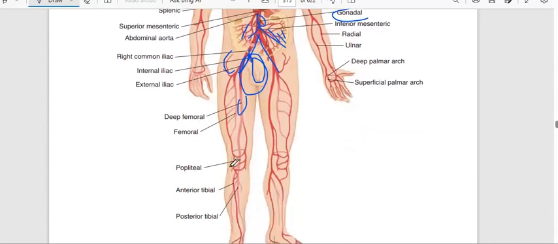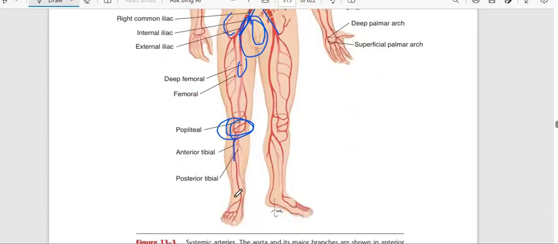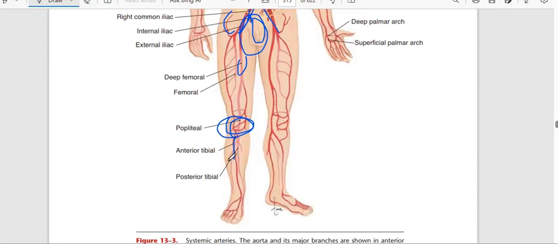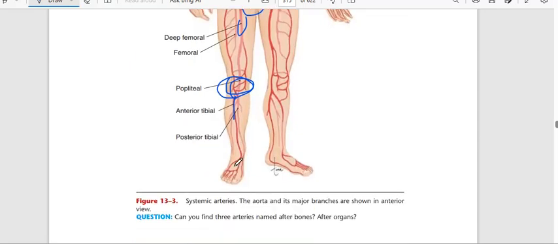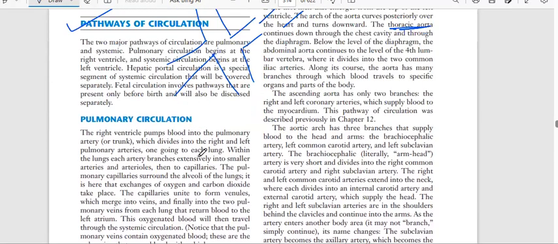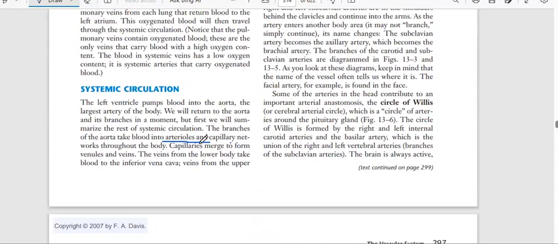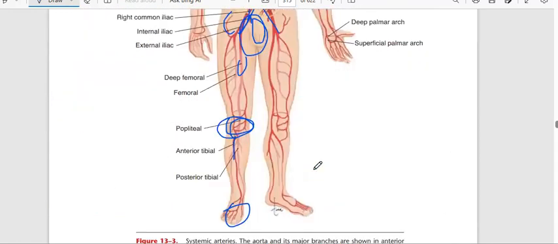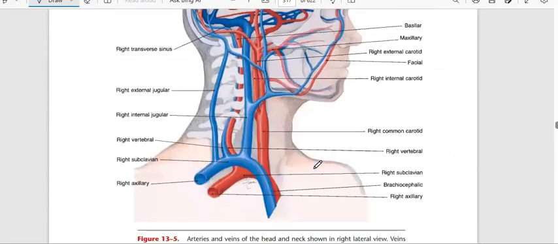Okay. So basically these are the arteries, the femoral artery. Next we have the popliteal artery, which supplies the patella, back of the knee, posterior knee, anterior knee. From that region, we have two branches, the anterior tibial and posterior tibial, reaching the foot region. So these are the arteries.